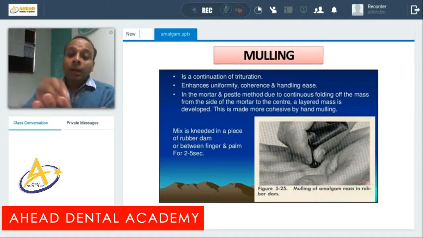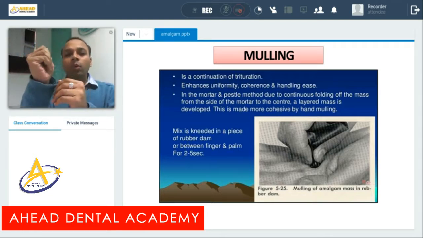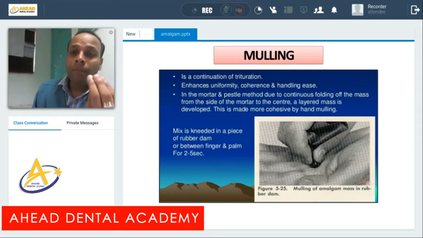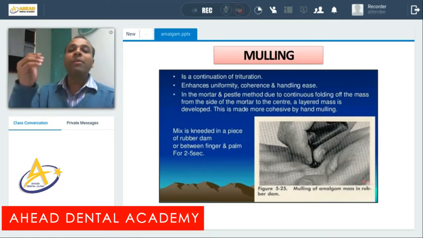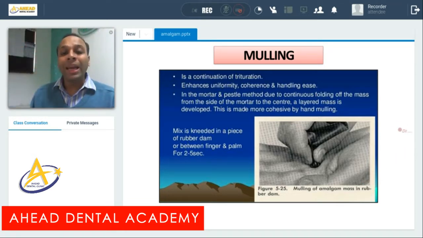Or we can repeat the same thing using a rubber dam sheet. We can put the alloy in the rubber dam sheet, fold it like this, and then a homogeneous dental amalgam will form. This homogeneous mass, which is formed either between the rubber dam or between your hand and your finger, is known as mulling. This mulling will result in a uniform coherent mass, which is quite easy to condense.